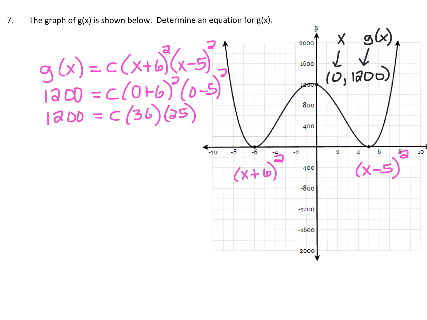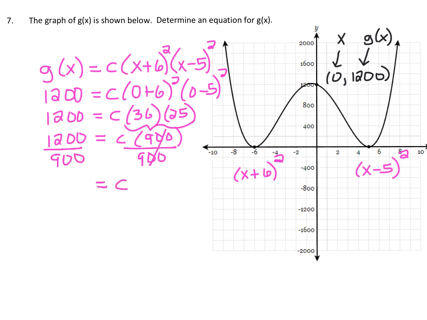Okay, so now what I'm going to do is I'm just going to multiply these two numbers together, and when you do, you get 900. So we have 1200 equals c times 900. Okay, and since c is being multiplied by 900, the opposite of multiplication is division. So to get the c by itself, we are going to divide both sides by 900. Okay, so I'm going to bring down the c, and then basically, those can cancel, right? And 12 over 9 simplifies to 4/3. So this fraction simplifies to 4/3.